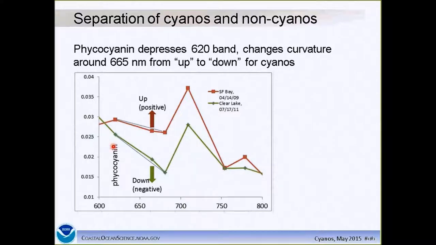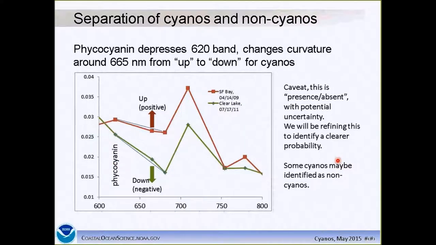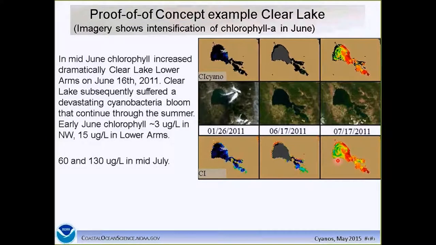The practical part is that there's just no phycocyanin, so this tends to stay high, and it depresses down relative to the other. So we use that as a curvature. We do this as a presence-absence issue. Most cyanobacteria have less phycocyanin than they do chlorophyll, and phycocyanin does not absorb as strongly as chlorophyll, so that's part of the reason why we go for chlorophyll as the actual biomass metric rather than phycocyanin. Okay, some examples of this.